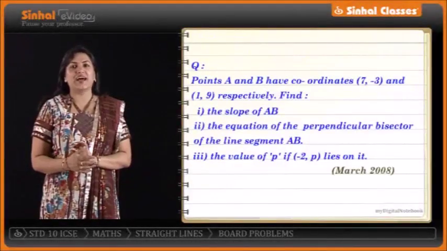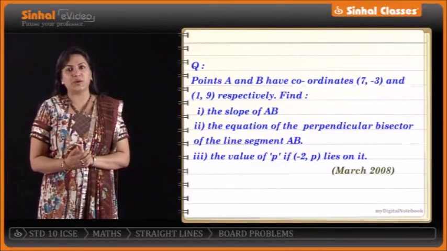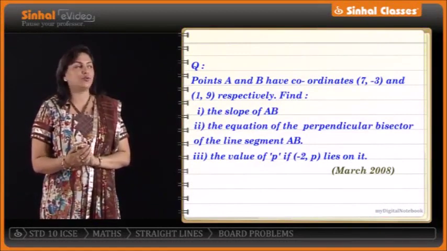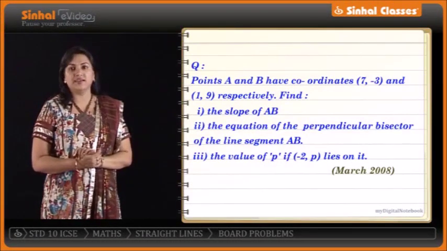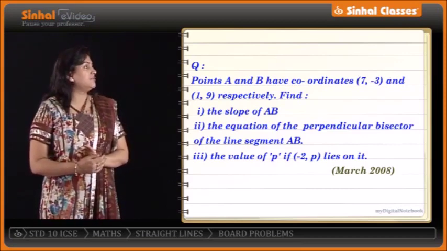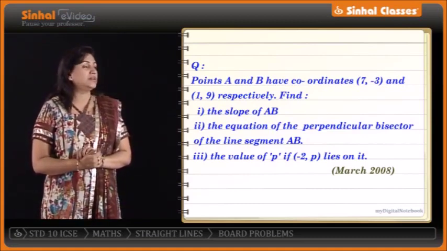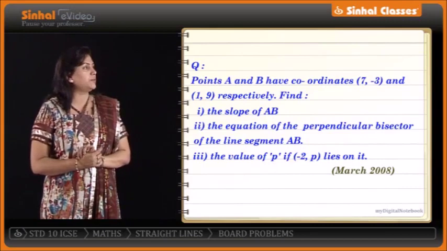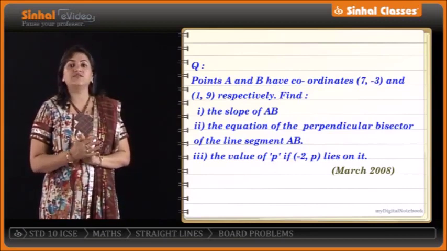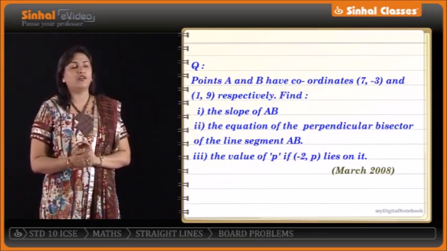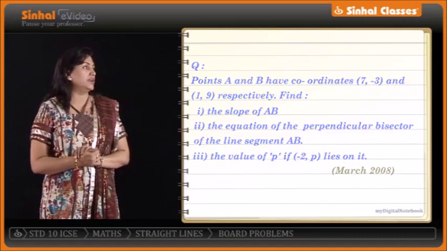Now let's look at the March 2008 board question, which is: points A and B have coordinates (7, -3) and (1, 9) respectively. Find, first part, the slope of AB; second part, the equation of the perpendicular bisector of the line segment AB; and the third part, the value of P if (-2, P) lies on it.